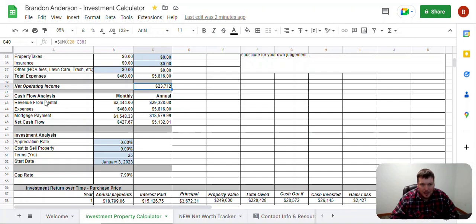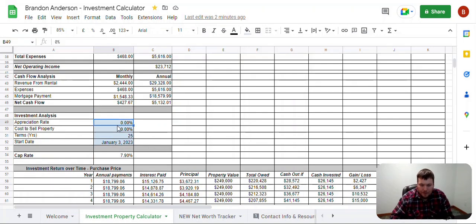Down here we have our cash flow analysis, and it just shows your revenue from the rentals, your expenses, and your mortgage payment. That's where your net cash flow comes from: your revenue from the rental, minus the vacancy, minus your expenses. So we would get essentially $427 total per month from this, so $213 per door per month. And that's pretty good. A lot of people shoot for $200 per door.